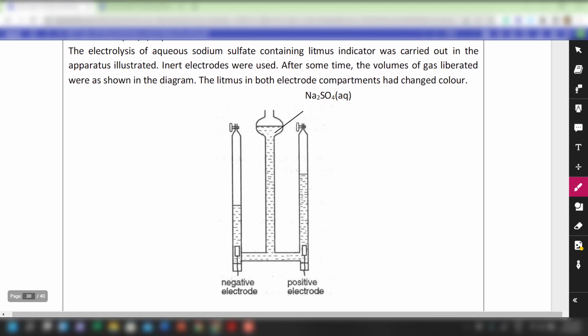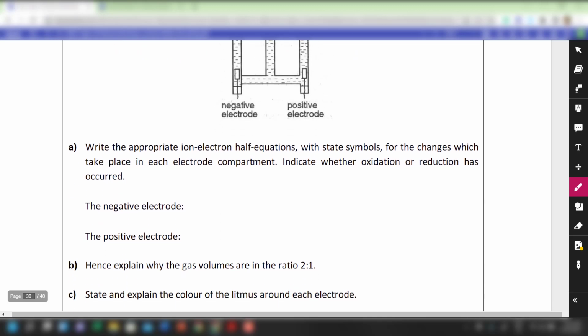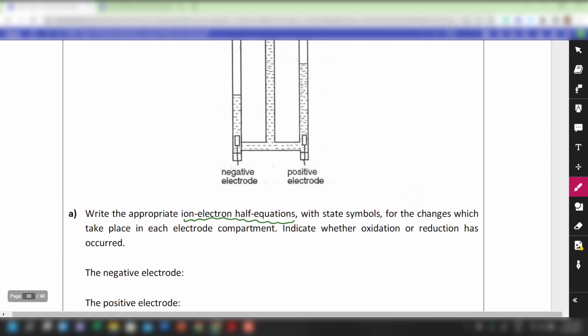After some time, volumes of gas liberated were as shown in the diagram. Litmus at both compartments has changed color. We are supposed to write the appropriate ion-electron half equations. This is another way of asking you to write down the half equations. Sometimes they call it ion-electron half equations with state symbols for the changes which take place at each electrode compartment, and indicate whether oxidation or reduction has occurred.